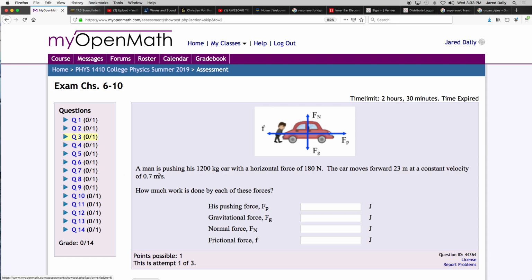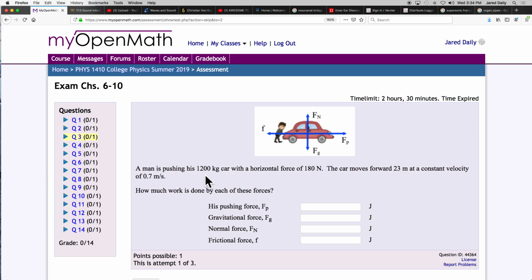Yes. So they're pushing with a horizontal force of 180, so that's this force right here, right? It moves forward 23 meters at a constant velocity. So right away, there are some things we can know. If it's going at a constant velocity, what is the total sum of the forces? Remember, if you have an overall force, what happens to the car according to Newton? Force equals mass times acceleration, right?